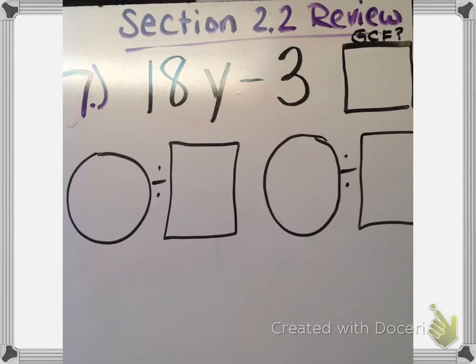Now we're down into the factoring section of the worksheet. Number 7 is 18y minus 3, and you need to factor it. So your first job is to find the greatest common factor of 18 and -3. Again, we're only worried about the negative if it is the first term, so we know that our greatest common factor will still be a positive number.